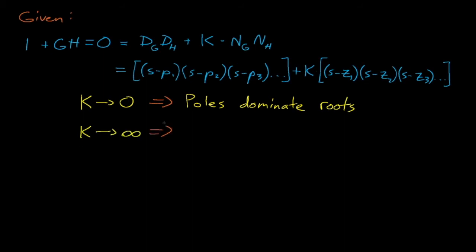Likewise, as k approaches infinity, the zeros of gh will dictate the roots of our characteristic equation. So you can see that the gain impacts which terms dictate the roots of our characteristic equation. As the gain of our system increases, the roots too will change. Root locus plots are a way of plotting this gradual shift from pole-dominated roots to zero-dominated roots. They are a great way for determining for what gains our system is stable or unstable.